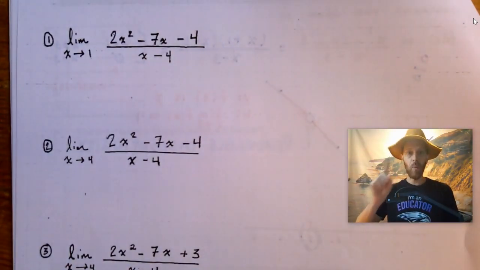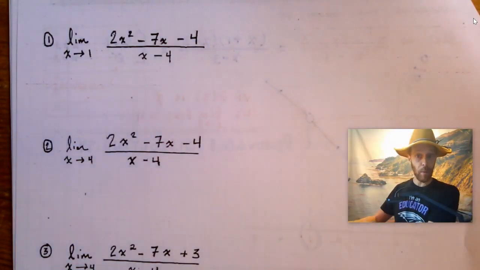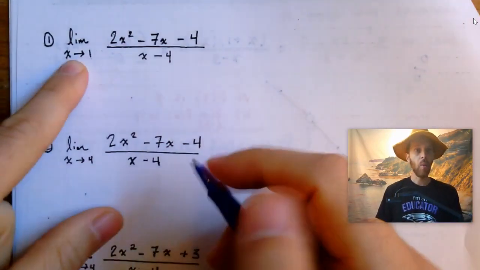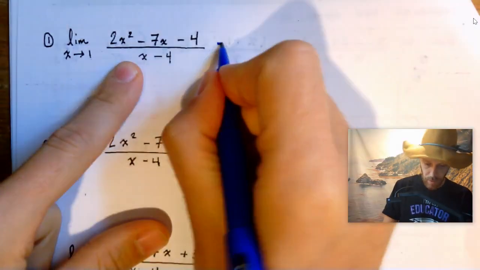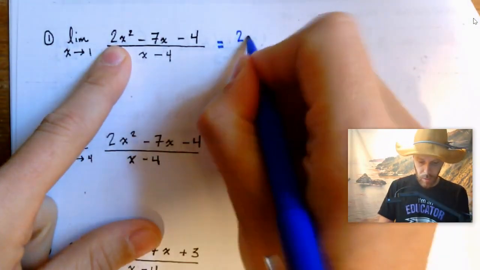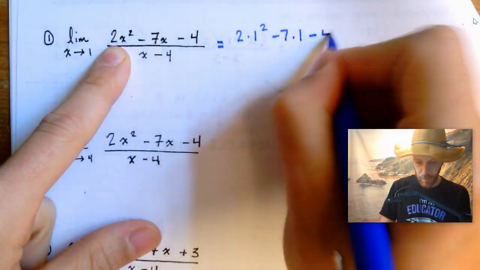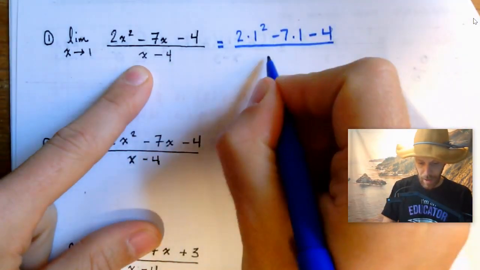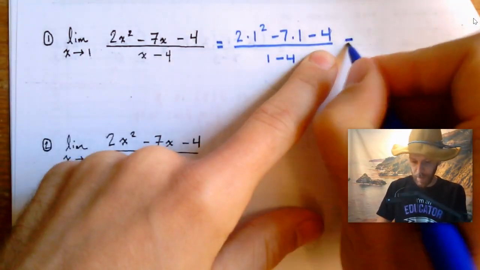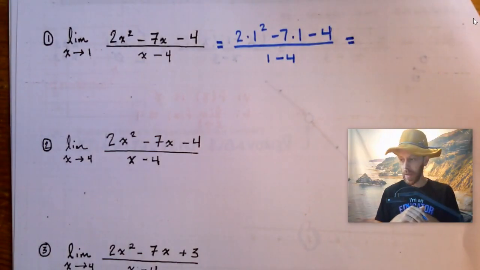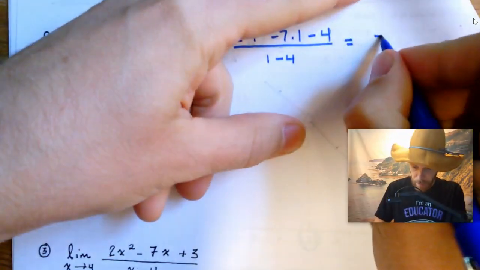Okay. So step number 1 is always plug in the limiting value. For example, this says, what is the limit of this rational function as x approaches 1? So I would go and say 2 times 1 squared minus 7 times 1 minus 4 divided by 1 minus 4. And when I simplify that, it's a negative 9 over negative 3, so that's going to give me a 3.